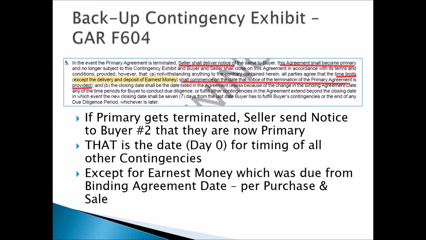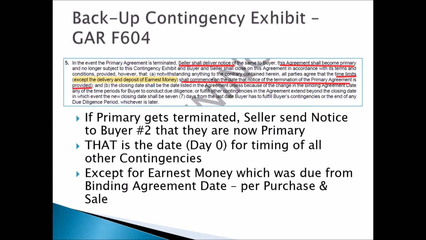Well, in paragraph 5 of this backup contingency exhibit, it says that if the primary contract is terminated, because again, we're buyer number 2 in this situation, the seller sends notice to buyer number 2 that, guess what? Primary has been terminated. You're no longer in backup position. You are now primary contract. As soon as buyer number 2 gets that notice that they are now primary, that is the date, or day 0 for counting purposes, for all the other contingencies.